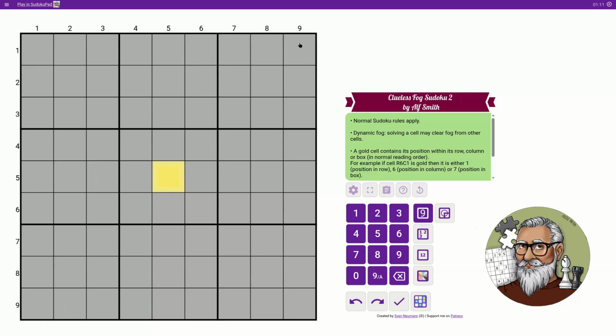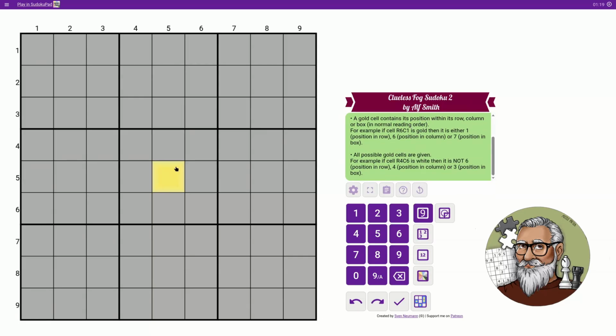As in, if I put a digit here and it's correct, it should clear at least this cell, and it might clear something else somewhere else. A gold cell contains its position within its row, column, or box in normal reading order. For example, if cell row 6, column 1, is gold, it is either position 1 in the row, starting from left to right, position 6 in the column, top down, 1, 2, 3, 4, 5, 6, or position 7 in the box, normal reading order.